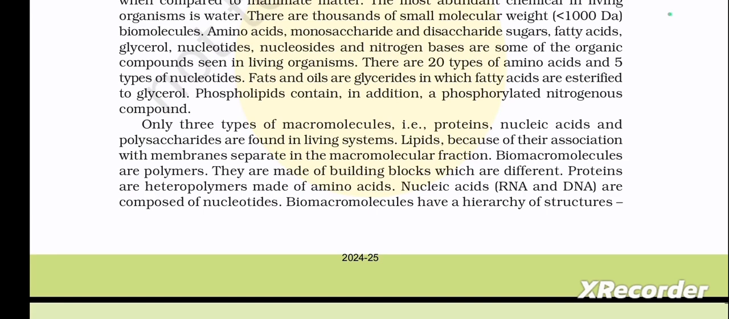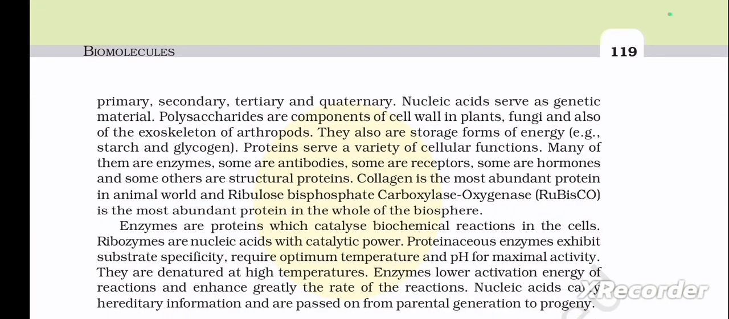Biomacromolecules are polymers. They are made of building blocks which are different. Proteins are heteropolymers made of amino acids. Nucleic acids, RNA and DNA, are composed of nucleotides. Biomacromolecules have a hierarchy of structures: primary, secondary, tertiary, and quaternary. Nucleic acids serve as genetic material. Polysaccharides are components of the cell wall in plants, fungi, and also of the exoskeleton of arthropods. They also are storage forms of energy, for example starch and glycogen.